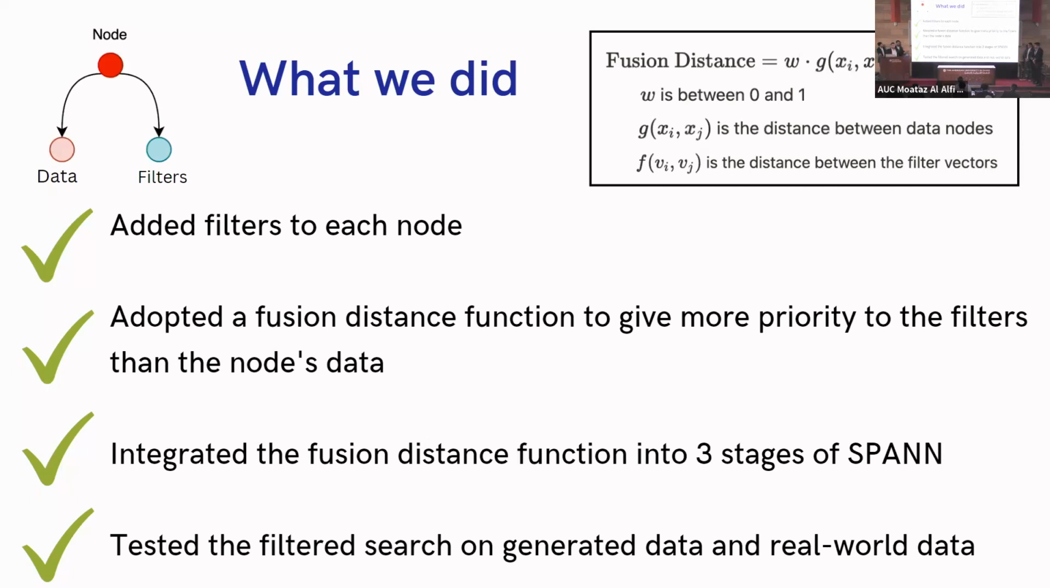Then we had to integrate the fusion distance function into the SPANN code. Of course, this one was one of the most challenging tasks because we decided to integrate it into the 3 stages of SPANN, which are selecting centroids, clustering data, and building the actual graph index.